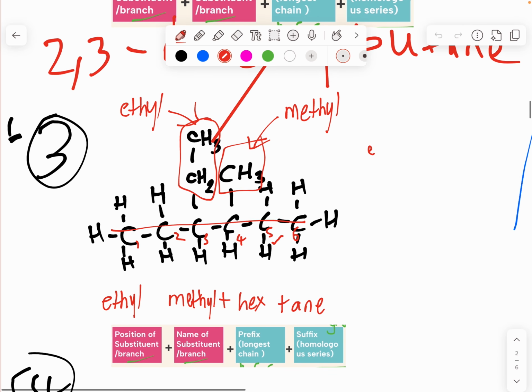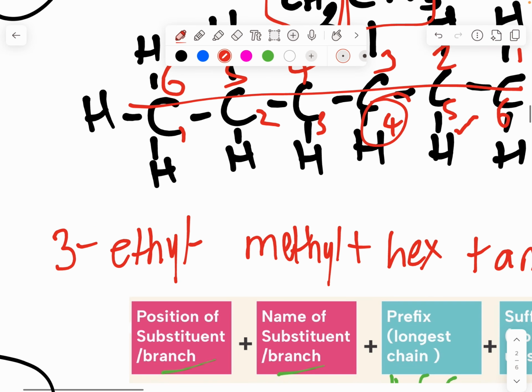If I go this way, 1, 2, 3, 4, 5, 6, I'm still seeing 3 and 4. However, note that since we're doing it in alphabetical order, and this only applies for our alkyl groups, since E comes before M, we're going to try to give the E the lowest possible number. So it's going to be 3 dash ethyl, and the methyl is on carbon number 4. So it's going to be dash 4 methyl hexane.